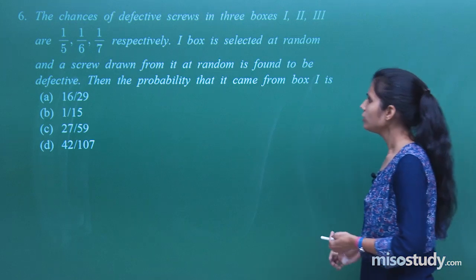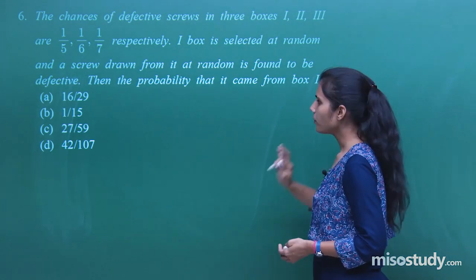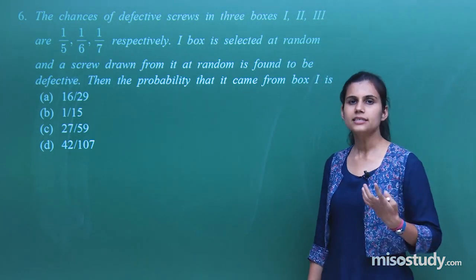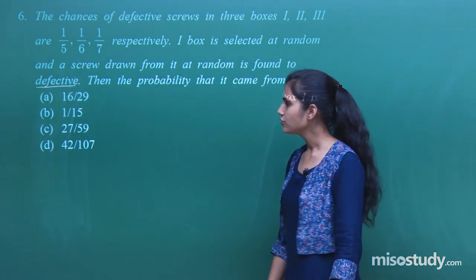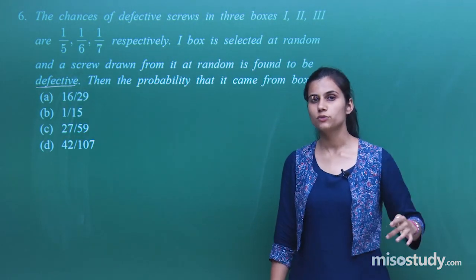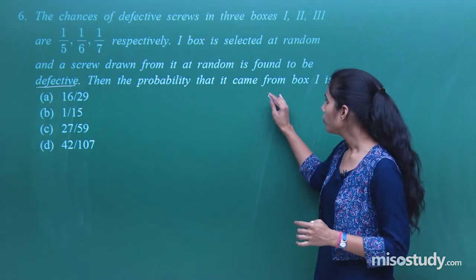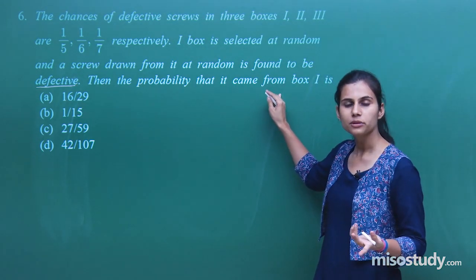If the screw is found defective, what is the probability that it came from box 1? Clear signal, you are already given the outcome that the screw is defective. Question is, what is the source from where it was withdrawn? And therefore, this is the very concept of Bayes' theorem, right?